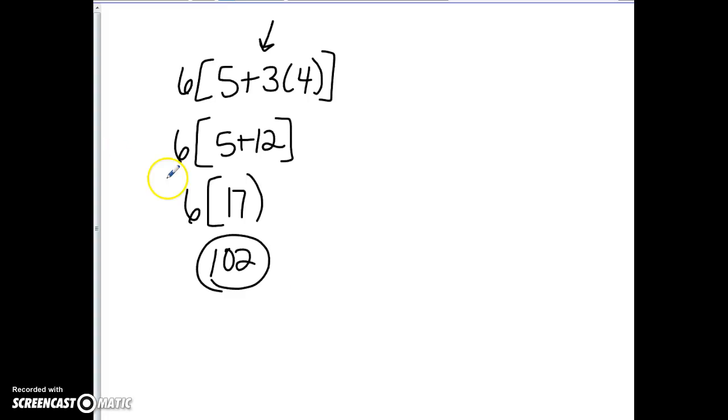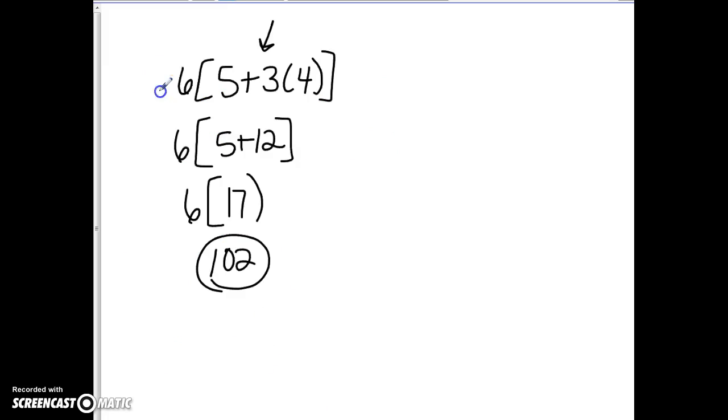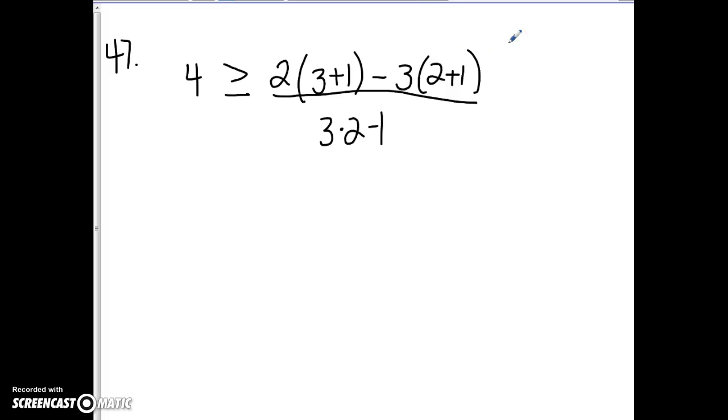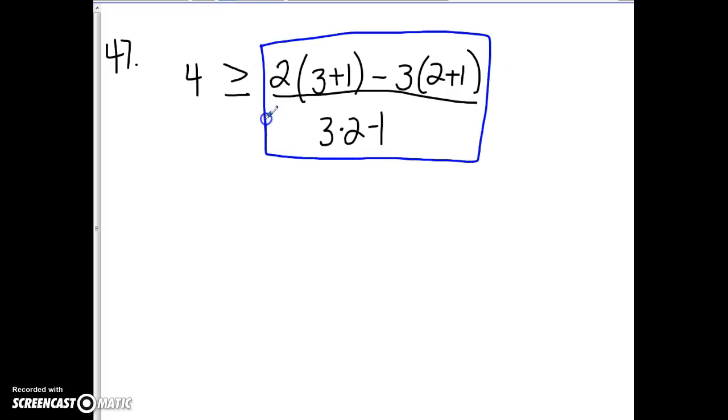Let's look at 47. That looks like a good one there. Okay, so here in number 47, we have to figure out: is 4 greater than or equal to this whole expression here? So we need to simplify that expression. I'm not even going to worry about the 4 and the greater than or equal to yet. I'm just going to worry about simplifying the right-hand side of that sign.